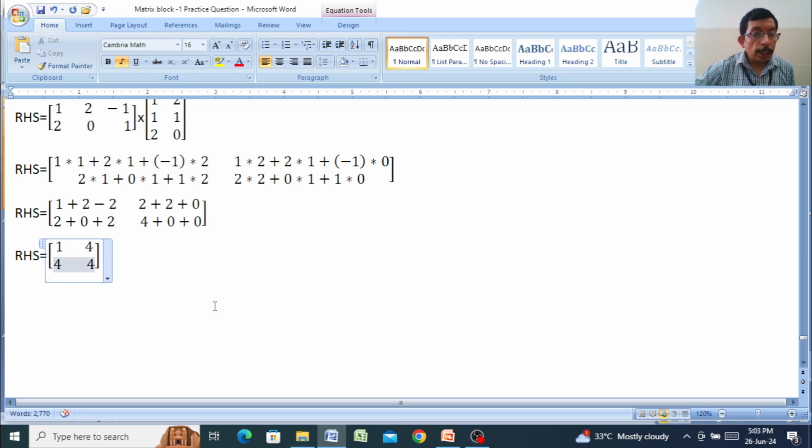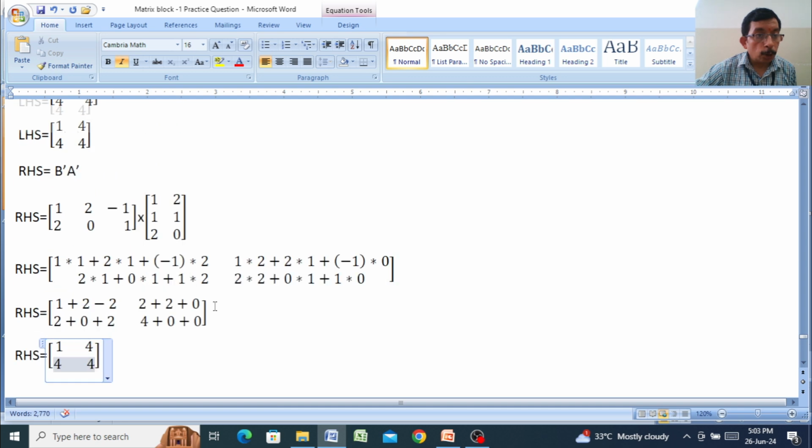Then we compare the RHS value to the LHS, to see whether both are equal or not. In the LHS, first row is 1, 4. In the RHS it is also 1, 4. In the RHS, second row value is 4, 4. In the LHS, second row value is also 4, 4. Both the values are equal. Then the property is proved. The multiplication property in transposition is proved.